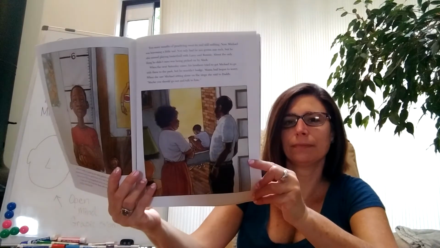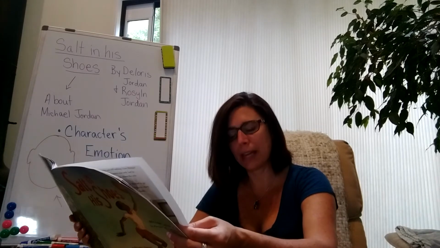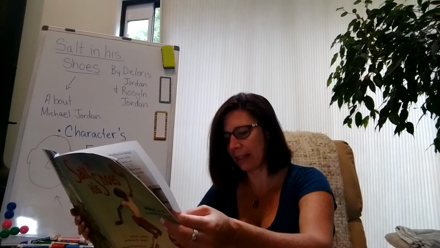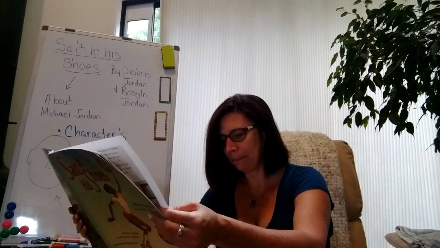When she saw Michael sitting alone on the steps, she said to Daddy, "Maybe you should go out and talk to him." So Daddy went out and sat with Michael. "What's wrong, son? You haven't gone to the park with your brothers for a while now. Are you okay?" Michael didn't say anything at first. Then he looked at Daddy and said, "I thought I would at least be a few inches taller by now. I did everything Mama told me to do, but nothing happened."